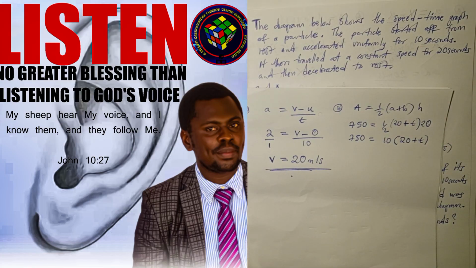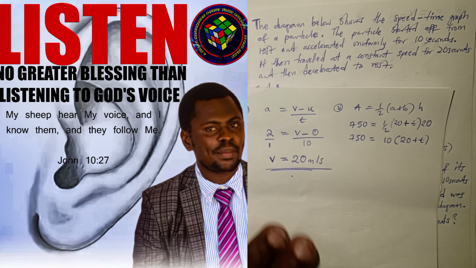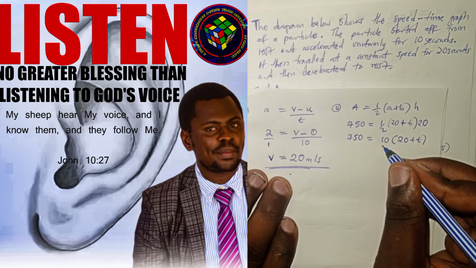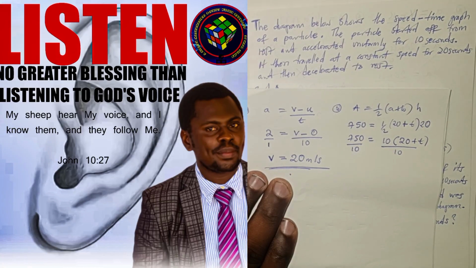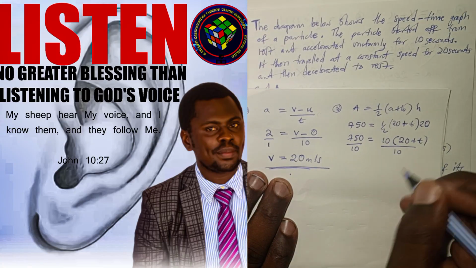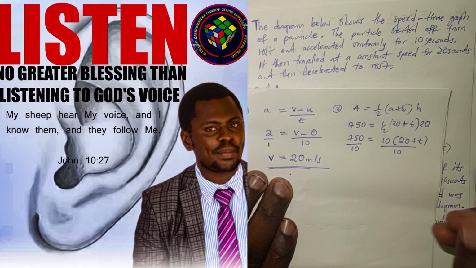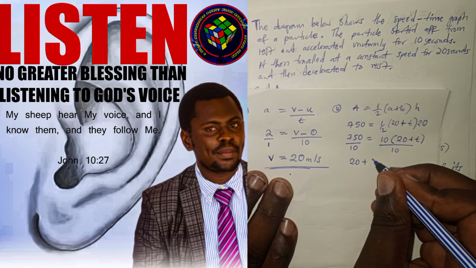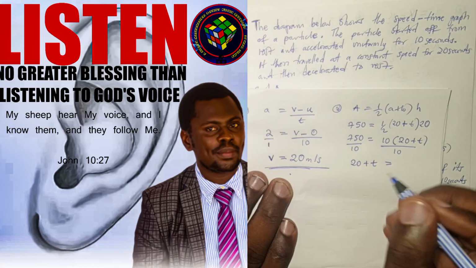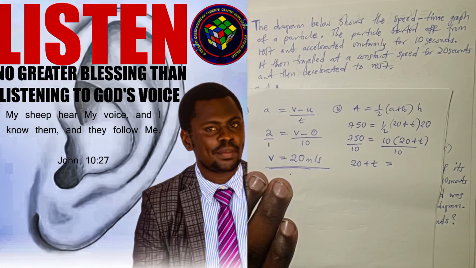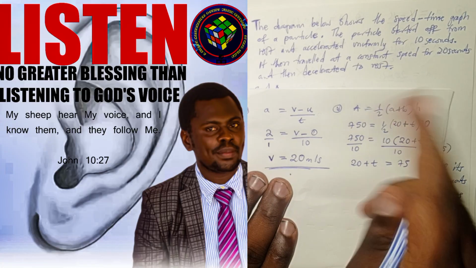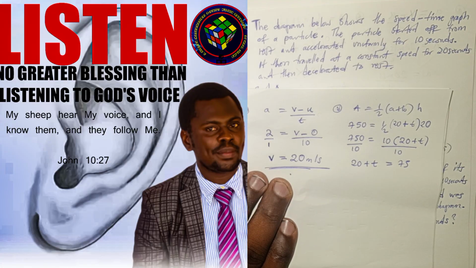Okay, so we are solving for t. So here we can divide both sides of the equation by 10. So 10 and 10 will cancel out. We remain with 20 plus t. Okay, so we have 20 plus t is equal to 750 divided by 10. A 0 and a 0 will cancel out. So that is 75. So we have 20 plus t is equal to 75.